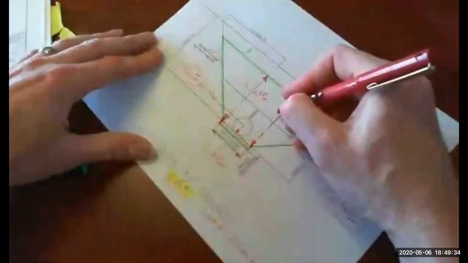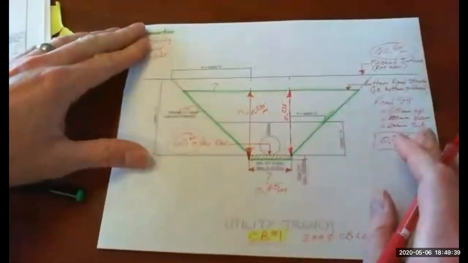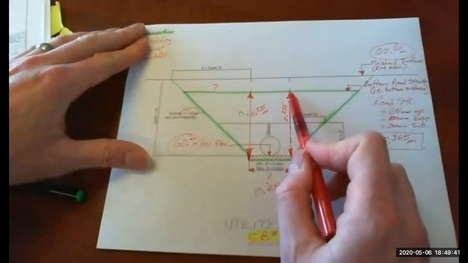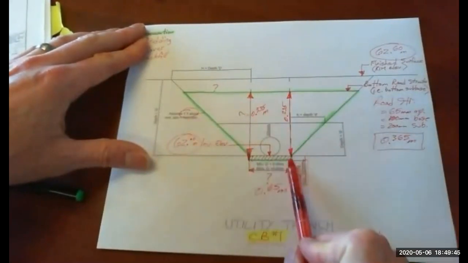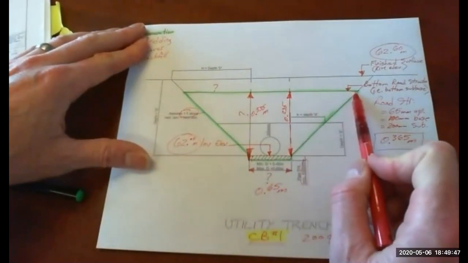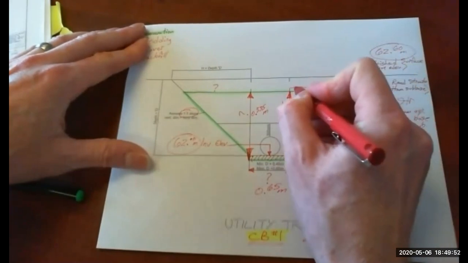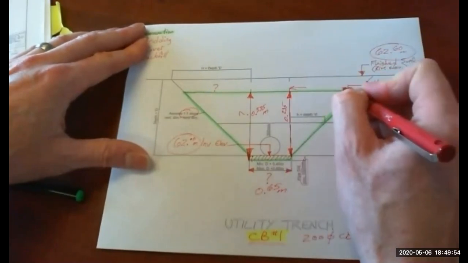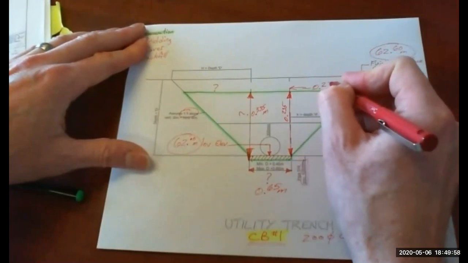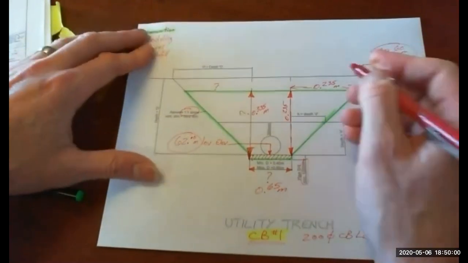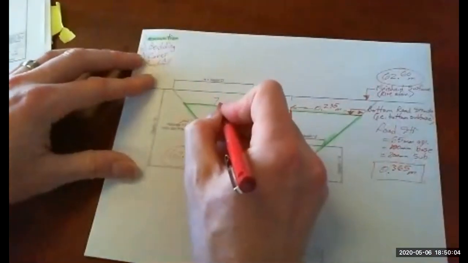So this here, 0.235, which means this dimension is the same because we're a 1-to-1 slope. However deep we are, that's the width across the top also. So this here, 0.235 meters, of course, for all these. This is also the same.